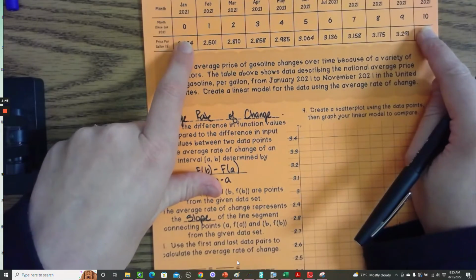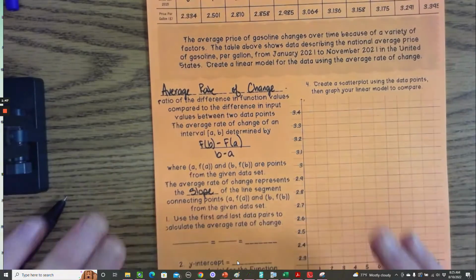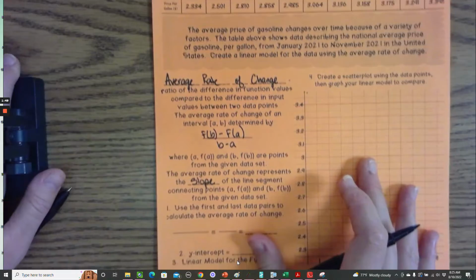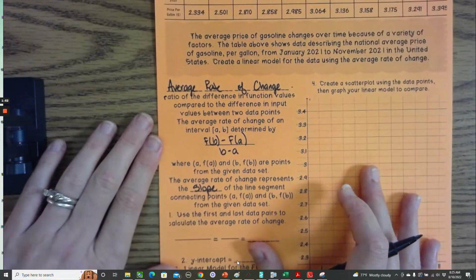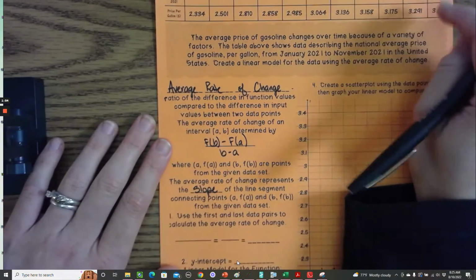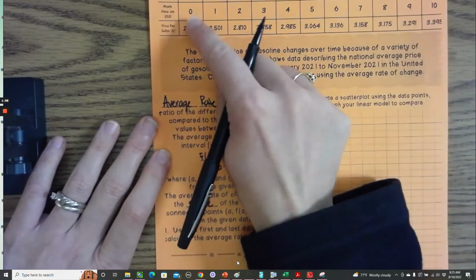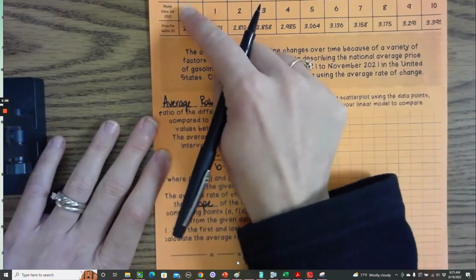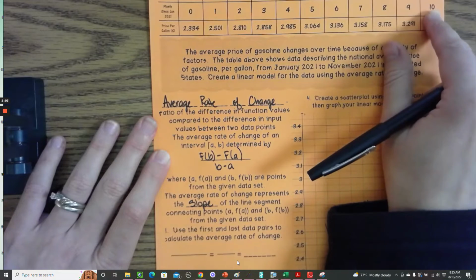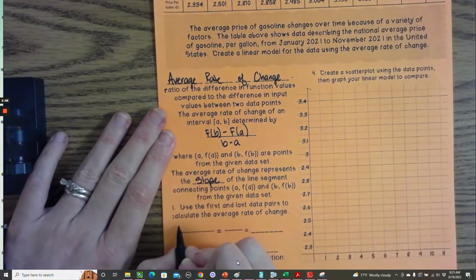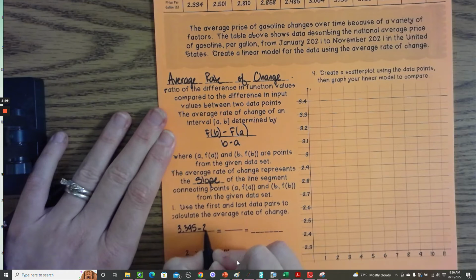We are going to use the first and the last data points to calculate the average rate of change. So we're going to start with the biggest first, okay? Y minus Y over X minus X. Make sure you use the buddy system. So here it would be 3.395 minus 2.334 over 10 minus 0.